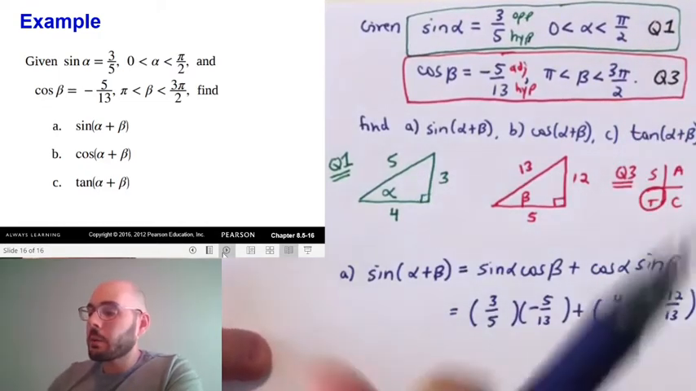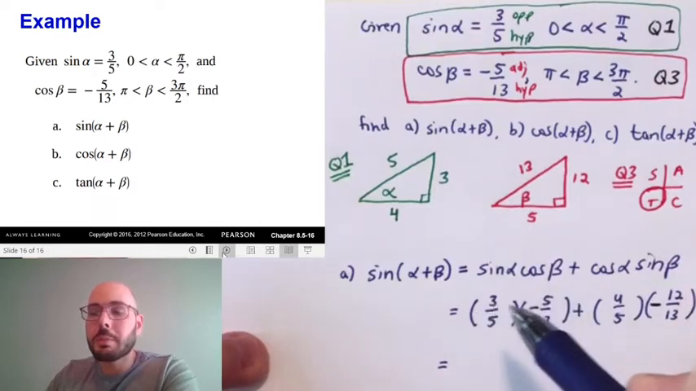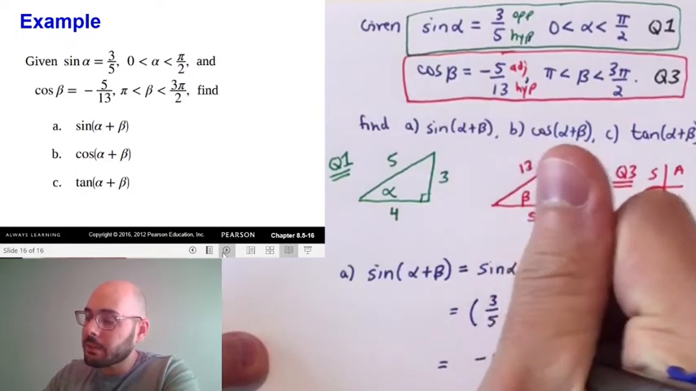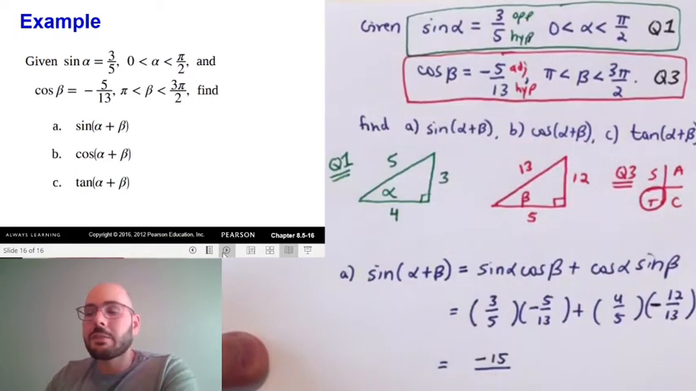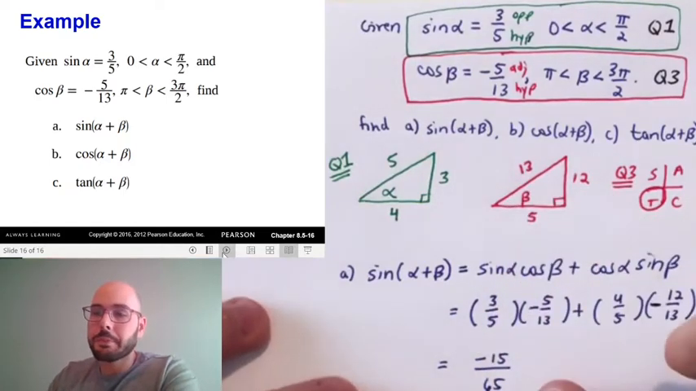Okay, so now we want to simplify this. So we need to multiply. The way that we multiply fractions is straight across the top, straight across the bottom. So I have a 3 times negative 5, that's negative 15. And on the bottom, I have 5 times 13. 5 times 13 is 65. So that's what we get there.